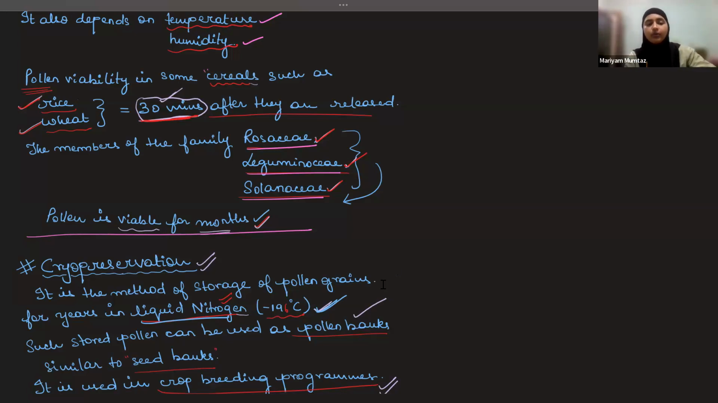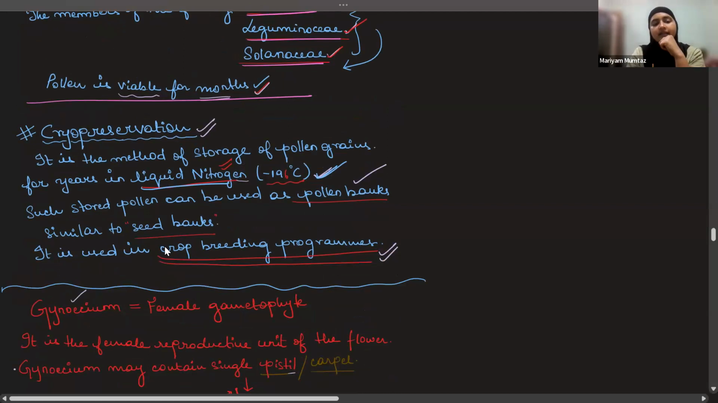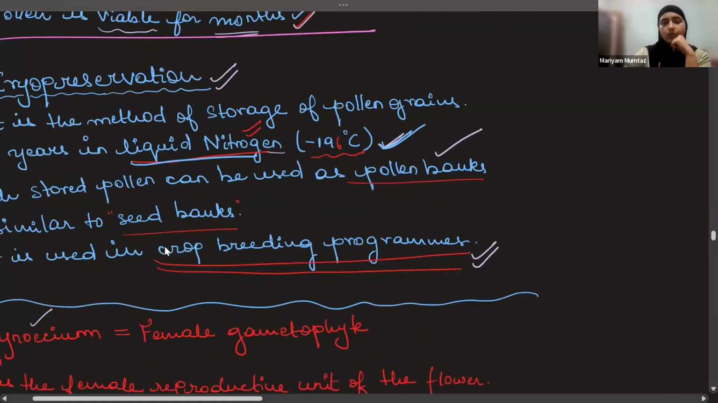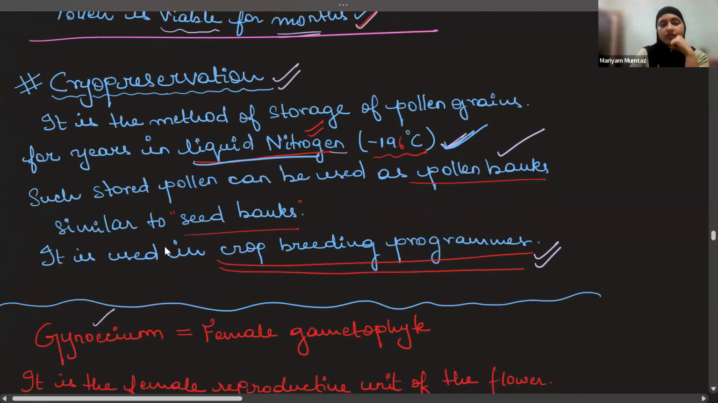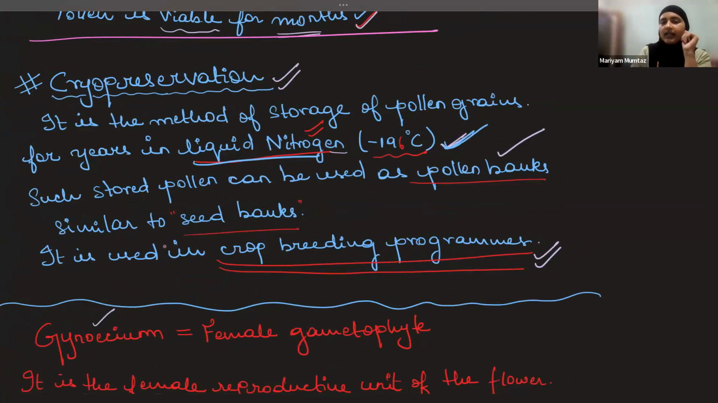Okay, so now we're going to start with one more thing, that is cryopreservation. Now, what is cryopreservation? See, have you ever heard about seed banks? Wherein very unique plant seeds are stored so that they can be used to grow a new plant later on. So that is a seed bank. Now, in the same way, the pollen grains can also be stored. Preservation of pollen grains.